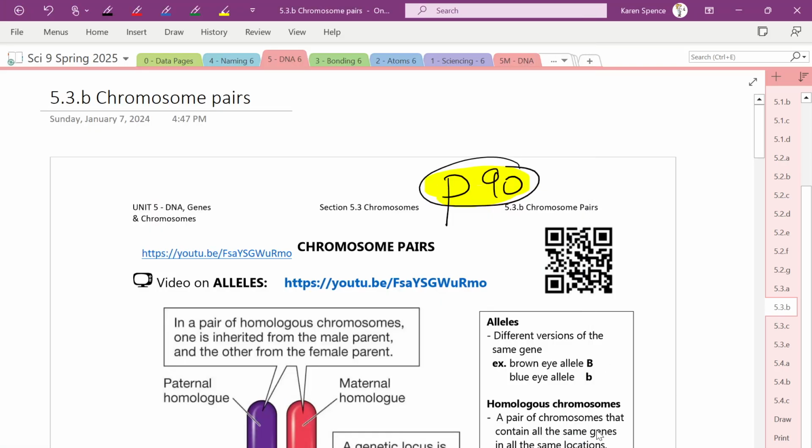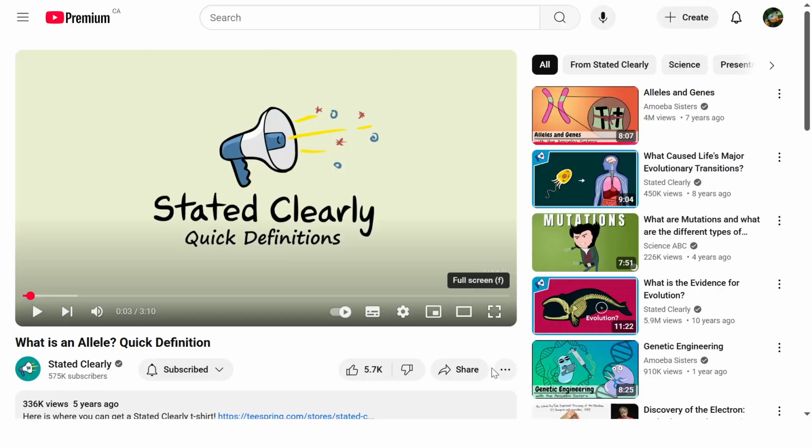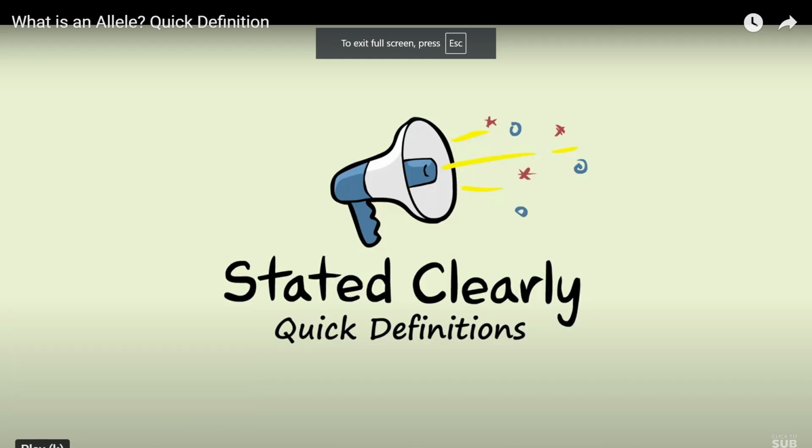All right, so we are on page 90. And today we're looking at what is an allele.